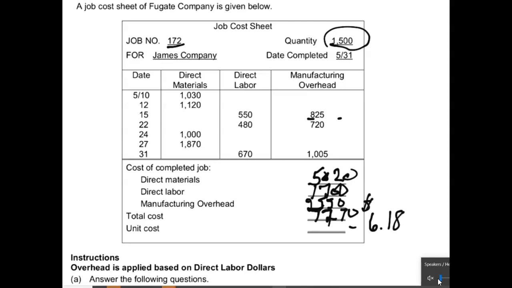$6.18. Now, the first question is, what was the predetermined overhead rate? Well, the predetermined overhead rate would be equal to the overhead, 2,550, over the direct labor dollars, because that is the base they use, and the answer is $1.50, or 150%. But $1.50 per direct labor dollar.